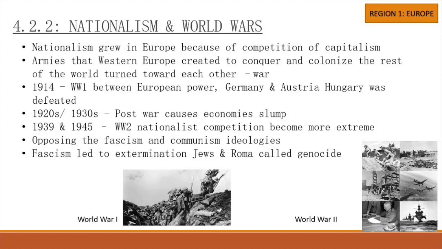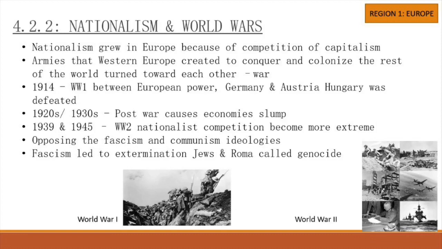Basically, nationalism grew in Europe because of the competition of capitalism. In an earlier chapter, we already learned what capitalism is, and the economic competition turned into nationalist competition. The armies that were first created to conquer and colonize the rest of the world in Western Europe were turned toward one another. This happened in 1914, when war erupted between the European powers, later known as World War I. During that war, Germany and Austria-Hungary were defeated in 1918.